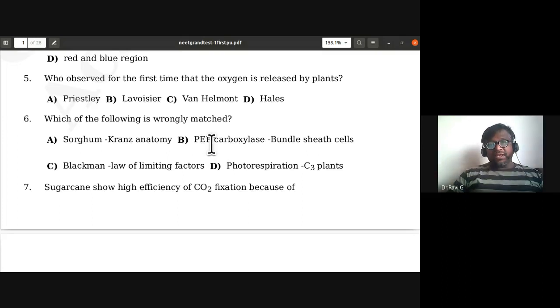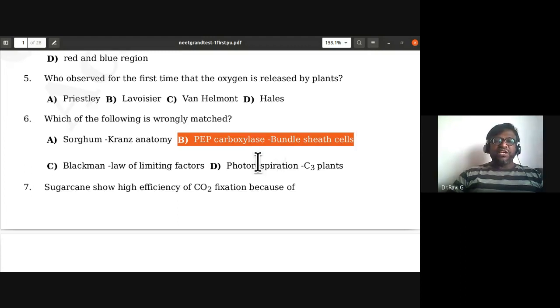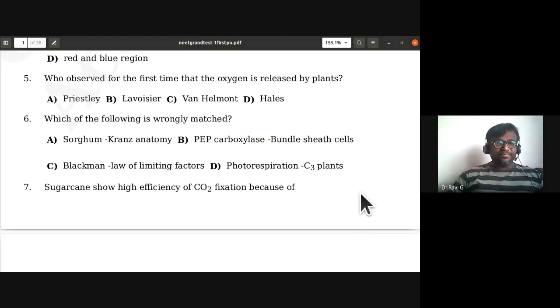PEP carboxylase. See, PEP carboxylase is found in mesophyll cells and not bundle sheath cells. You find rubisco in bundle sheath cells. So in mesophyll cells, it is PEP carboxylase. So this is the mismatch. B is the mismatch. It should be the mesophyll cells and not bundle sheath cells.